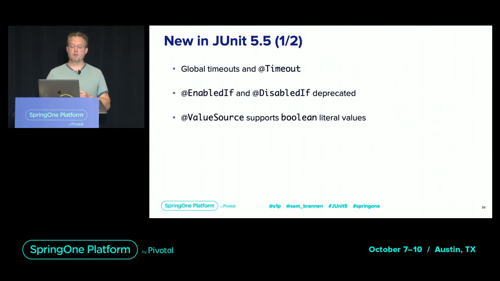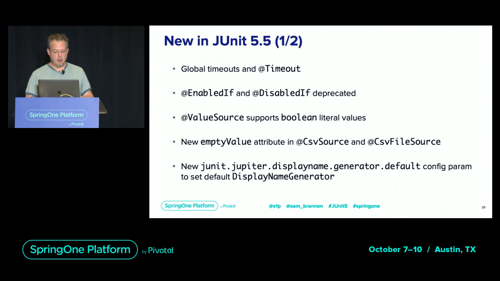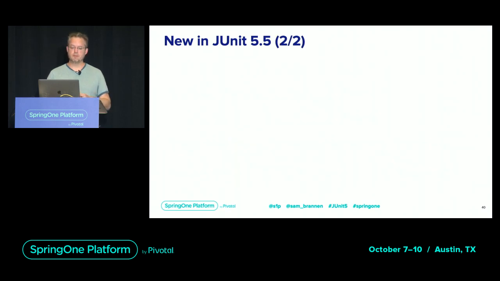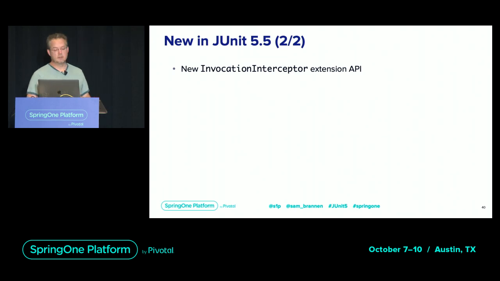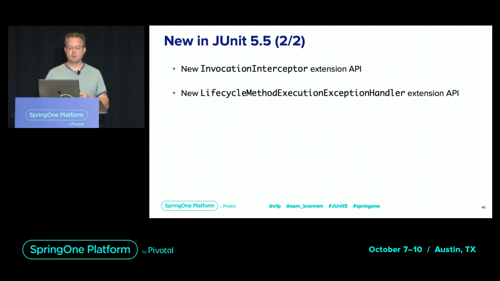@ValueSource for parameterized tests has new support for Boolean values. Also new is an empty value in the CSV support for parameterized tests. And I mentioned before this DisplayNameGenerator. In the latest release version, you can specify a default one for your entire test suite if you like to standardize across your tests, some kind of naming conventions. In addition, this InvocationInterceptor is also new, as I showed before. This new exception handler is new.